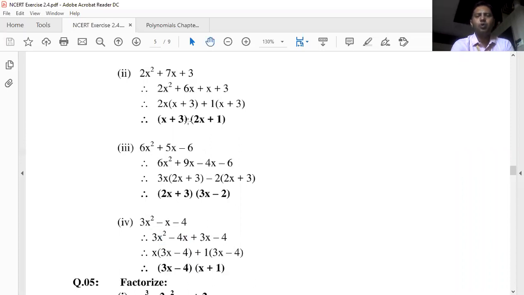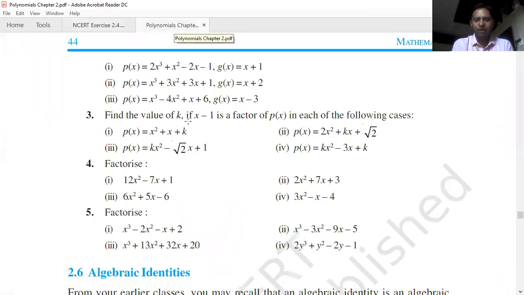Now the most important part is question number 5, that is x cube minus 2x square minus x plus 2. This question will surely be in all the examinations, whether it is half yearly, periodic test, or annual examination. So we need to factorize x cube minus 2x square minus x plus 2. Not exactly this question, but this sort of question.